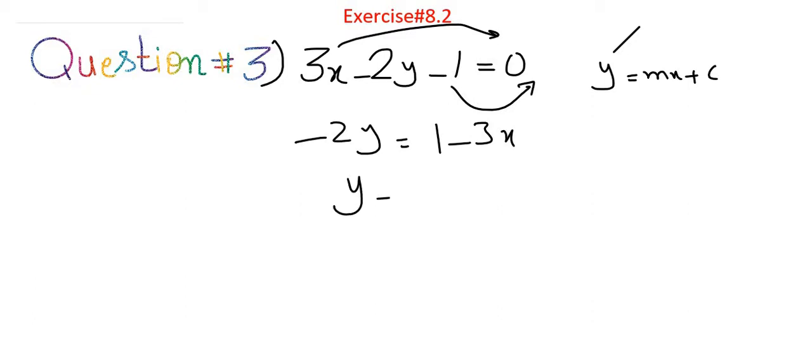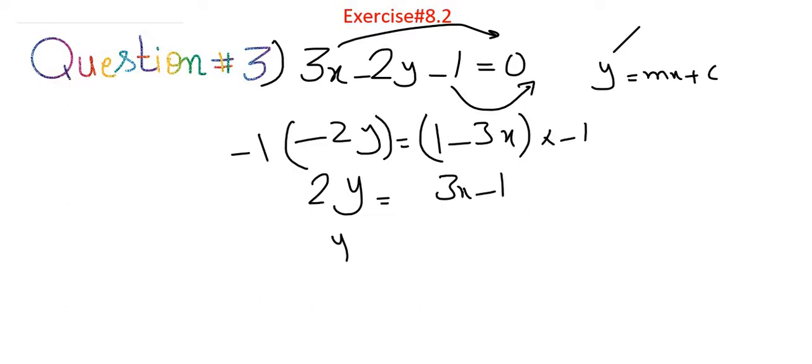Now y is equal to... I divide with minus 2. First of all I cancel the minus, I multiply with minus 1 on both sides. Here I get plus 2y, and here I get 3x minus 1, so y is equal to (3x minus 1) by 2. Because 2 is multiplying on the left side of the equal sign, it will be divided on the right side. And this is in the standard form y is equal to mx plus c.